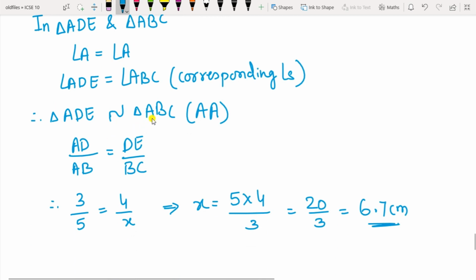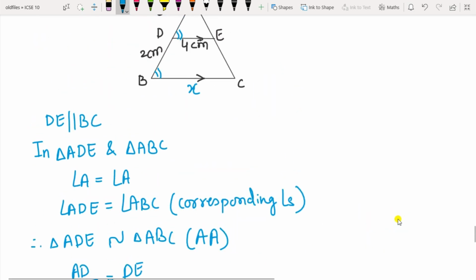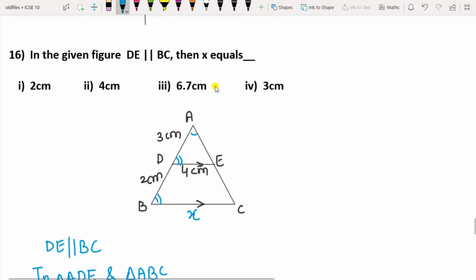AD upon AB will be equal to DE upon BC. AD is 3, AB is 5, DE is 4 and BC is x. So x is here 6.7. So 6.7 here is the correct option.